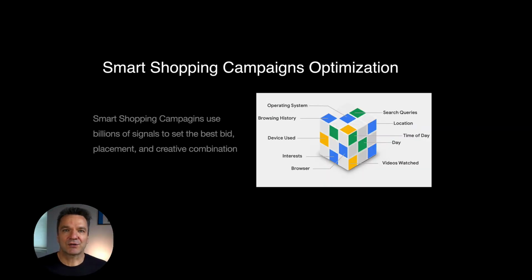Let's take a closer look at the optimization mechanism in Smart Shopping campaigns. It uses Google's machine learning process. It's a huge database of user signals that Google collects and analyzes and decides in real time the best bid, placement, and creative combination. In other words, ad. Smart Shopping campaigns' biggest benefit is that they can save you time. Smart Shopping campaigns also include dynamic remarketing ads, something that has to be created manually in standard campaigns.